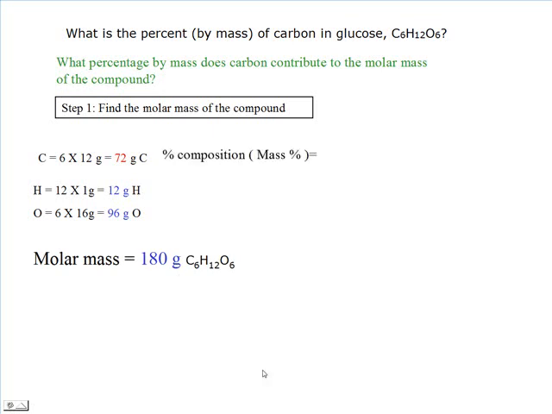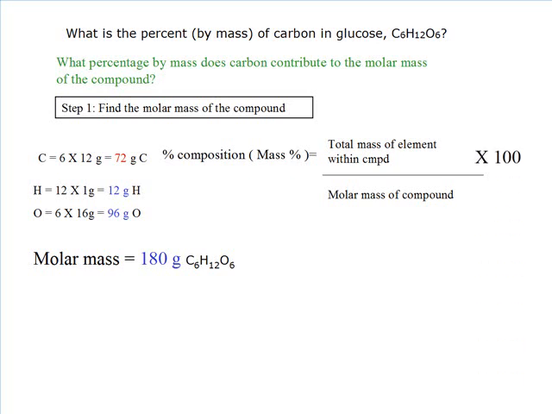Percent composition, or mass percent, follows the formula: take the total mass of the element within the compound divided by the molar mass of the compound. Because this is a percent composition, to get it to a percentage, you multiply it by 100. Because we're focusing on carbon, the total mass of carbon in this compound is 72 grams divided by the molar mass, which is 40%. So 40% of the molar mass of this compound comes from carbon.